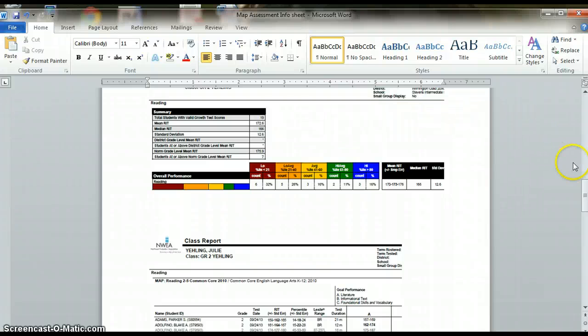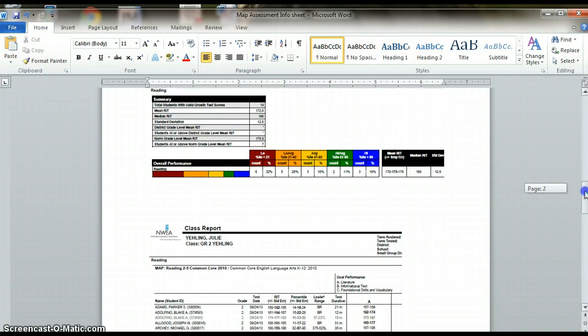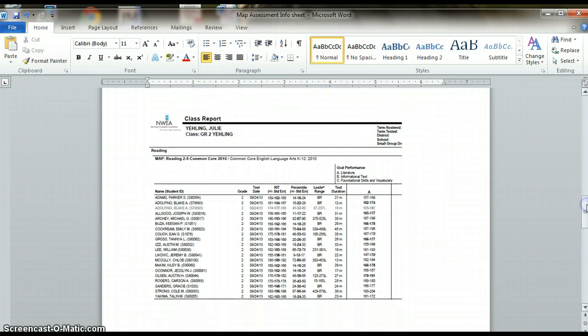So as you look through your preliminary results, write down some questions that I can ask the person we're going to be getting our training from. For the reading information, you're going to see that it's very similar to the math, with the exception of a few other pieces of additional data.